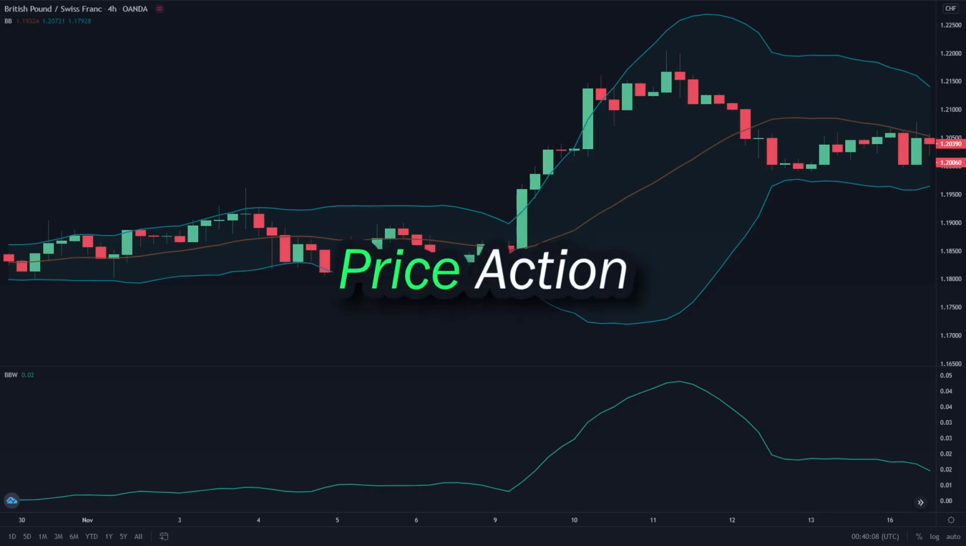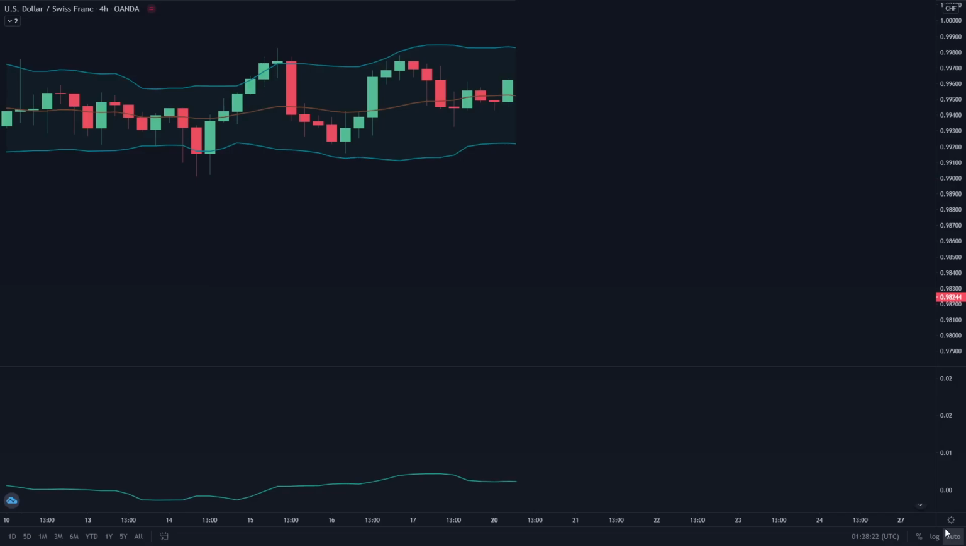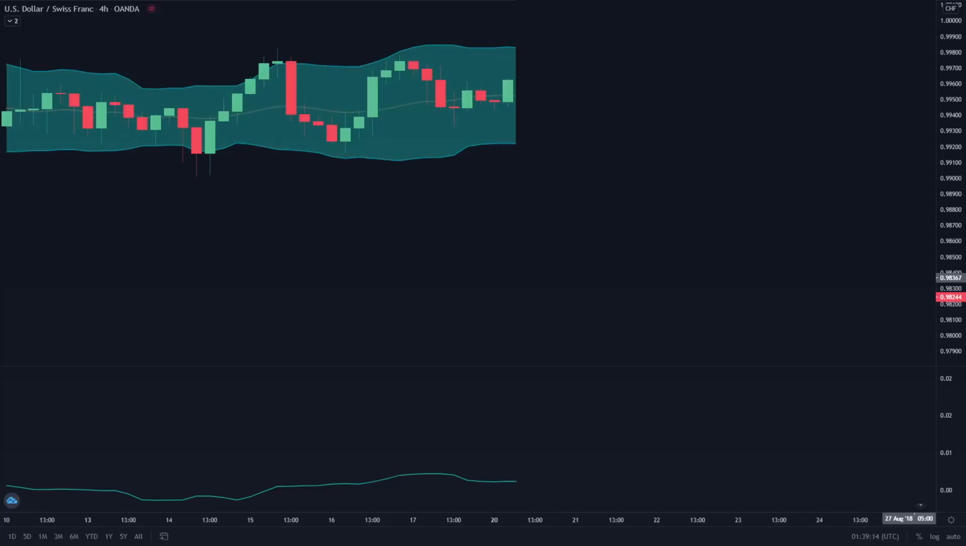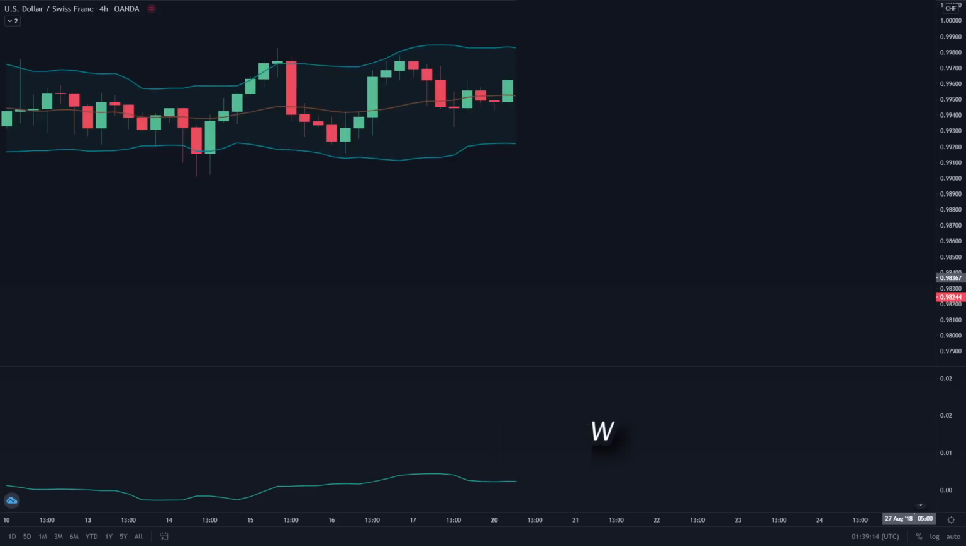Let me give you an example. So in this chart, we can spot a flat SMA, meaning that the market is in a range and the two bands are contracting, which is also shown by the low BBW. Next, you can see that the bands are starting to expand, which can also be seen by the BBW rising.